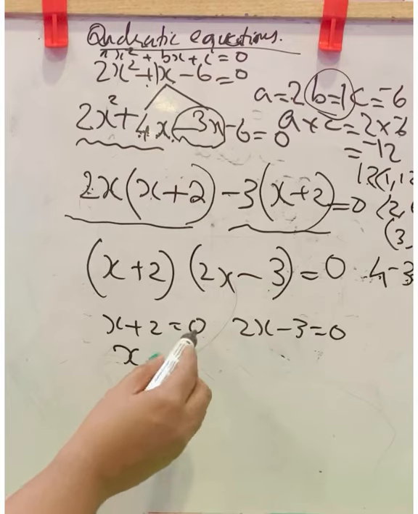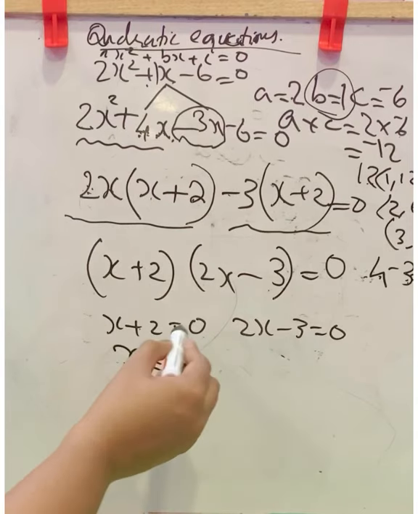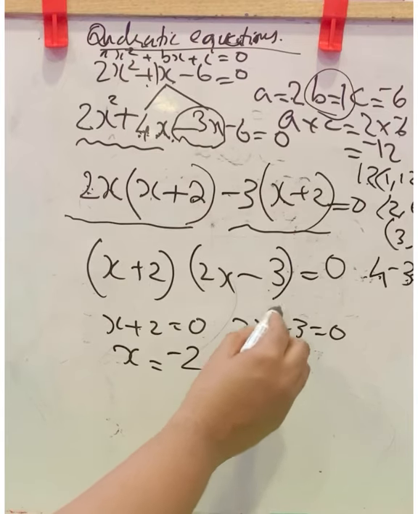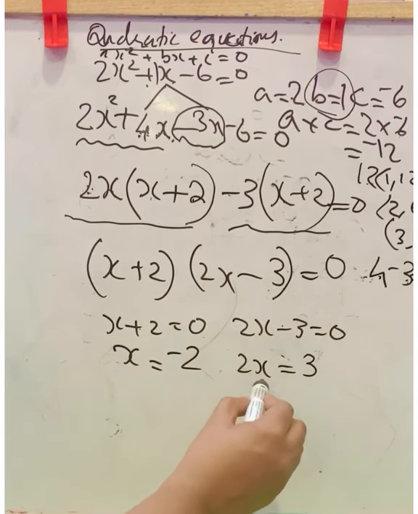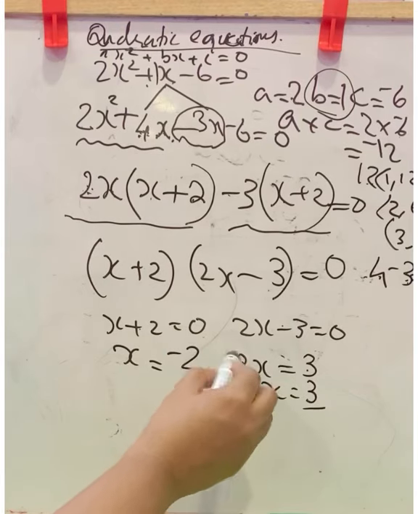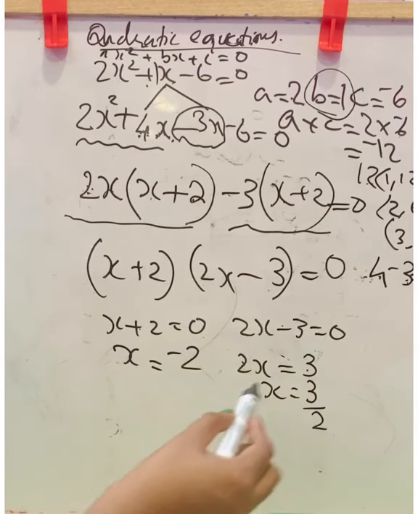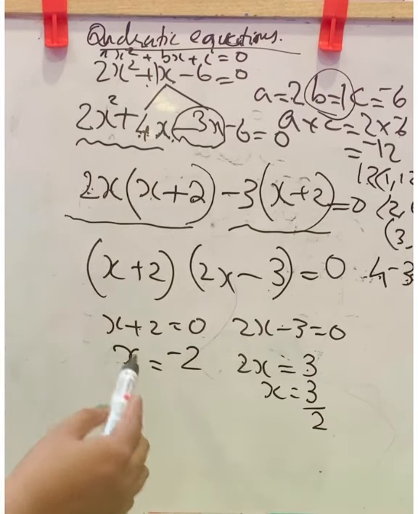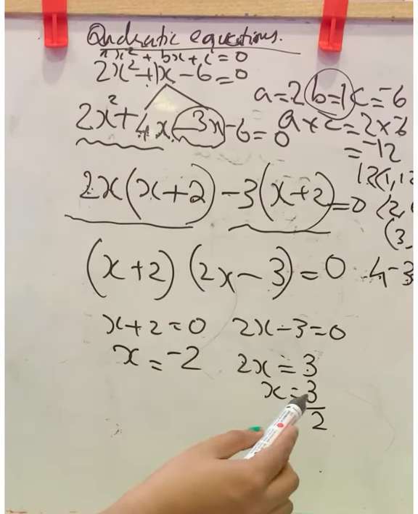X is equal to 0 is there, plus 2 taken to RHS, minus 2. 2x is here equal to minus 3 taken to RHS, plus 3. Now x is equal to, here already 3. This 2 going to RHS, it goes to denominator, 3 by 2. So the solution or the roots of this given equation is minus 2 and 3 by 2.